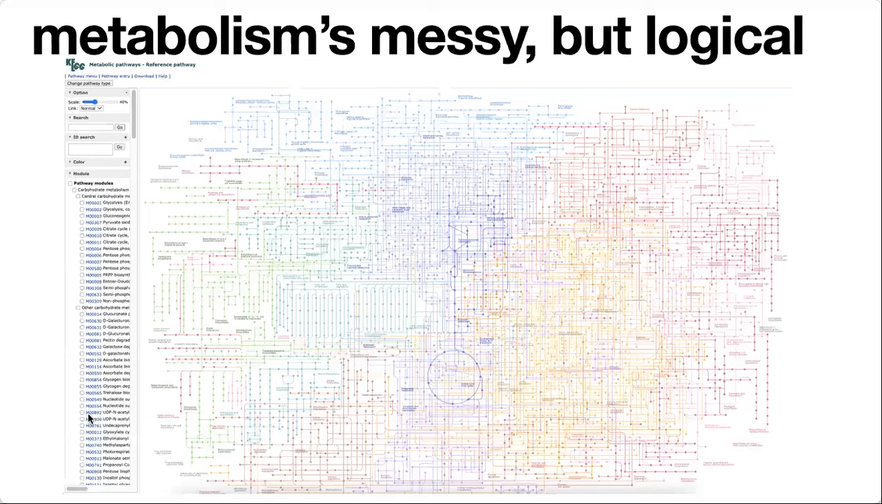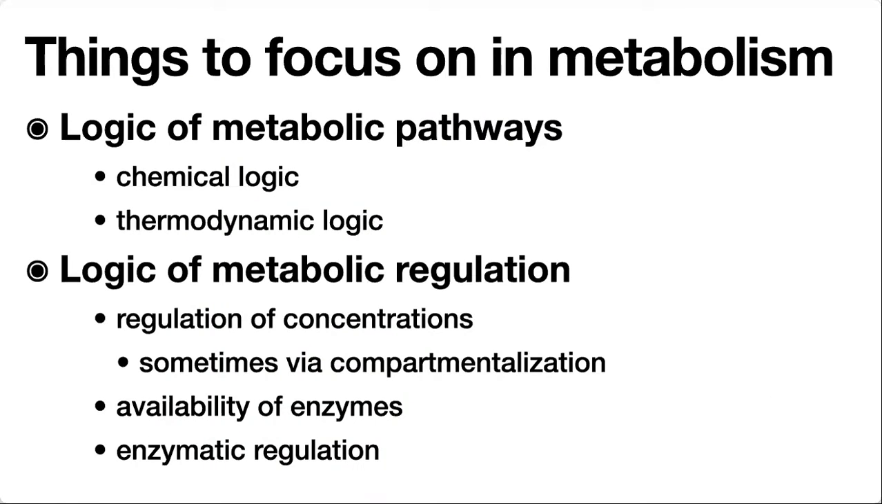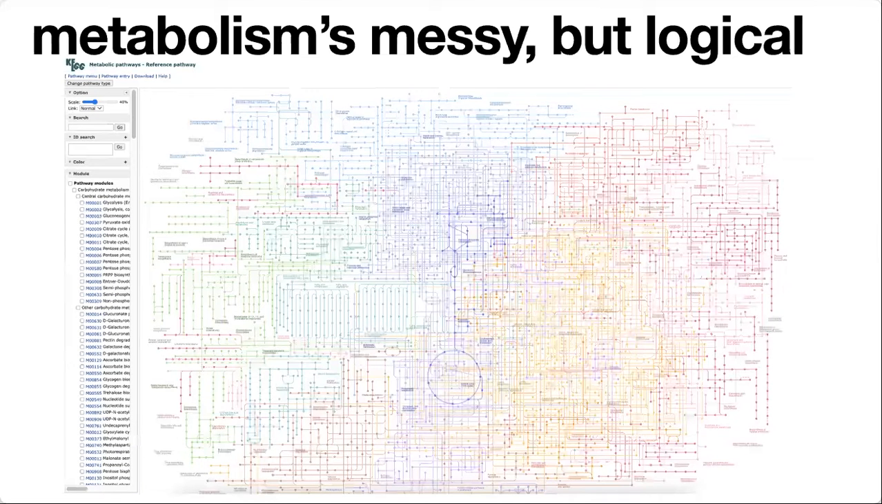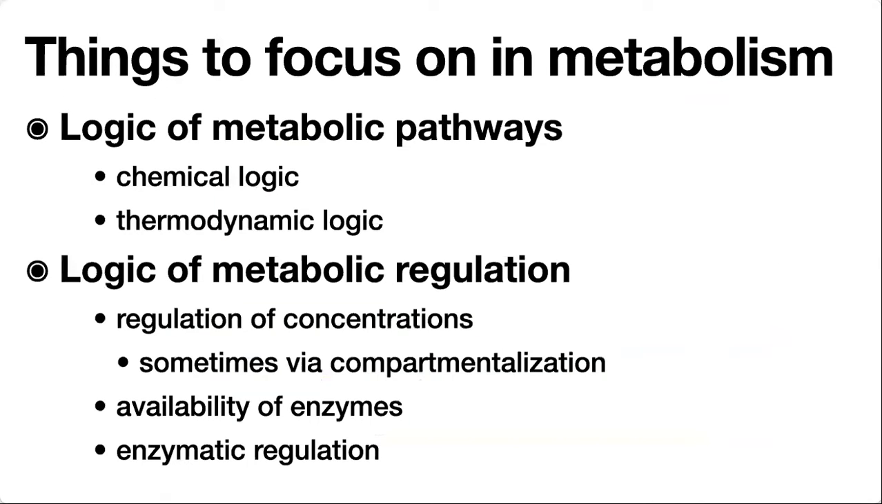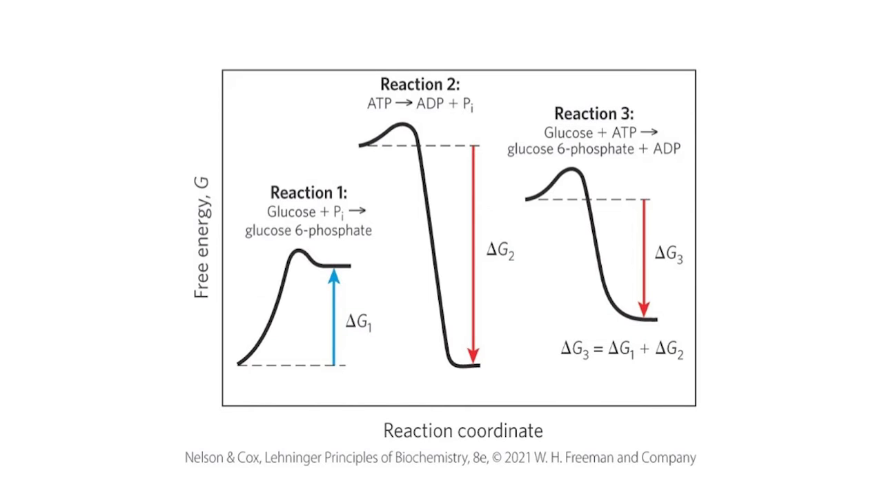When it comes to metabolism, things are messy, but they're logical. And so rather than trying to memorize pathways and that sort of thing, let's focus on the logic behind these pathways and the logic of metabolism, the logic of how we have all of these interconnecting pathways, all of this crazy stuff going on. But really, at its heart, we can focus on things like the chemical logic. Why are things happening in this order? The thermodynamic logic. How can we use favorable reactions to drive unfavorable reactions?